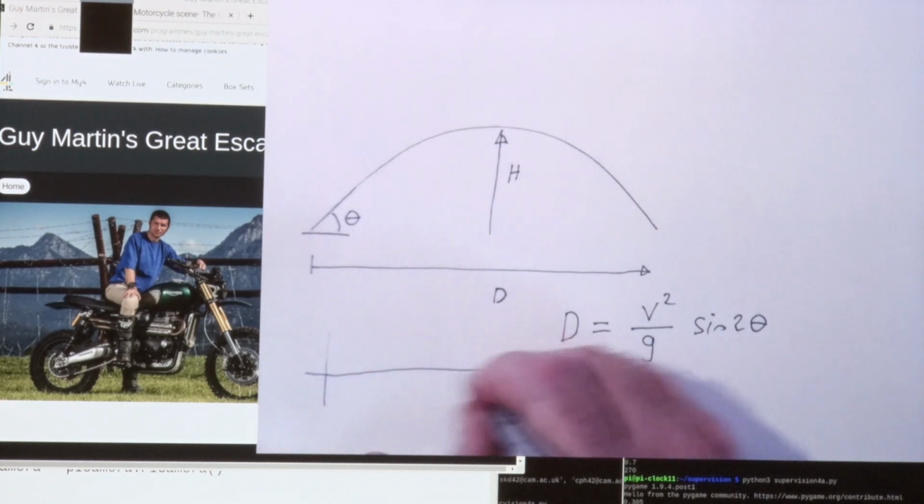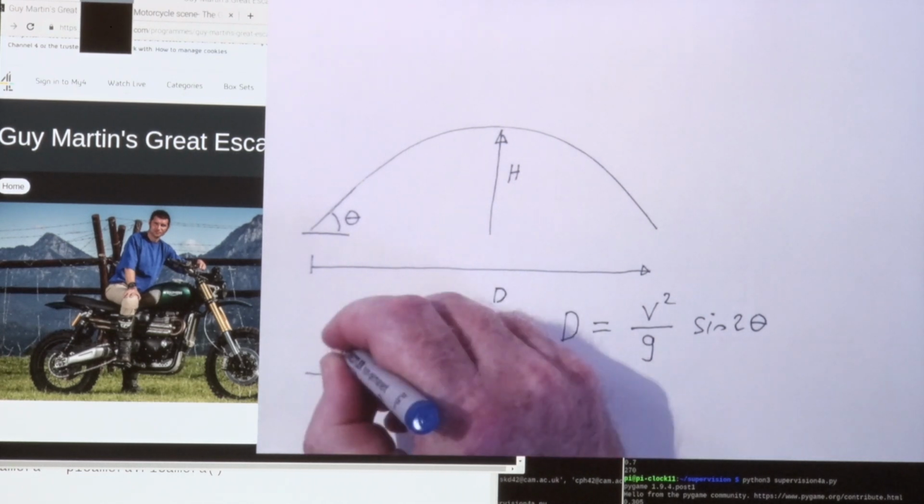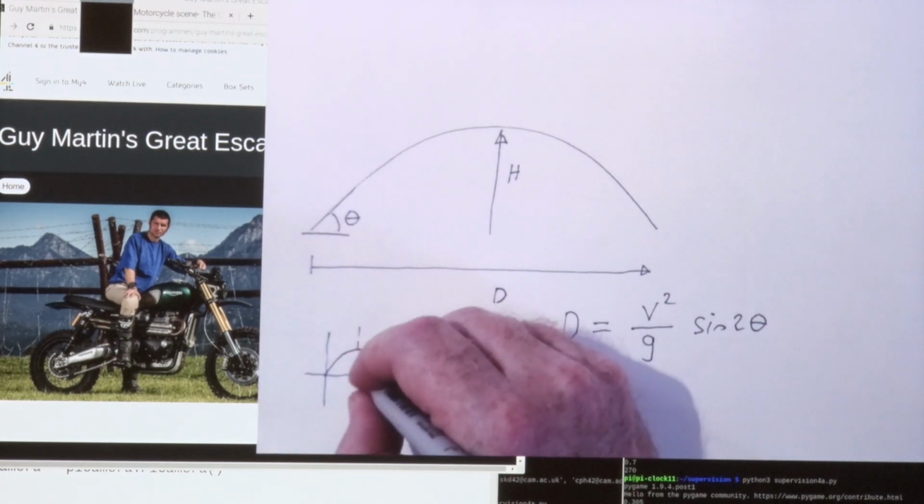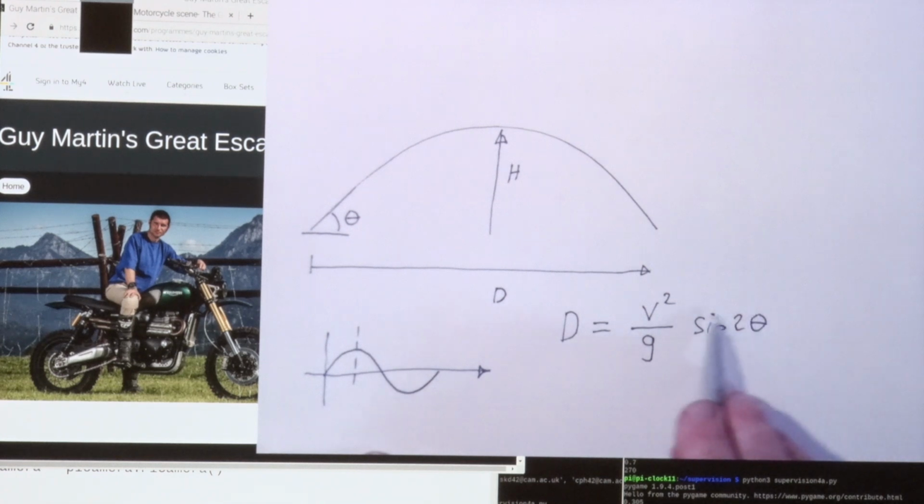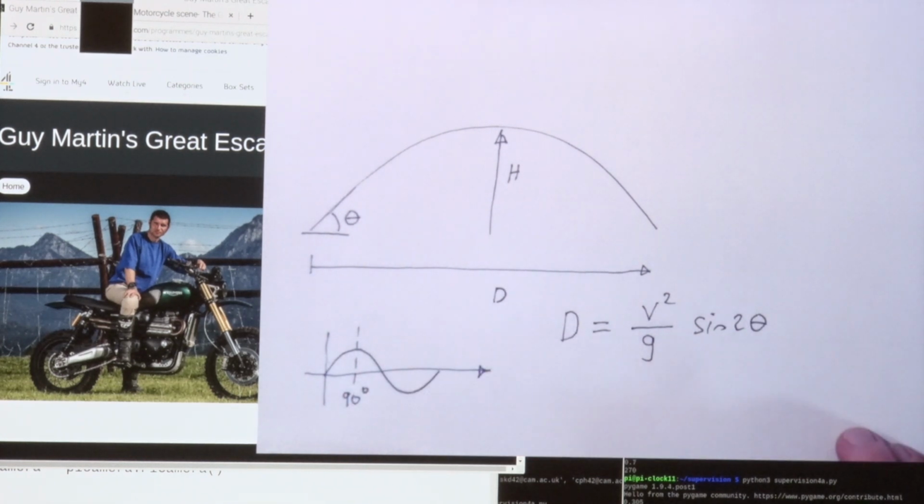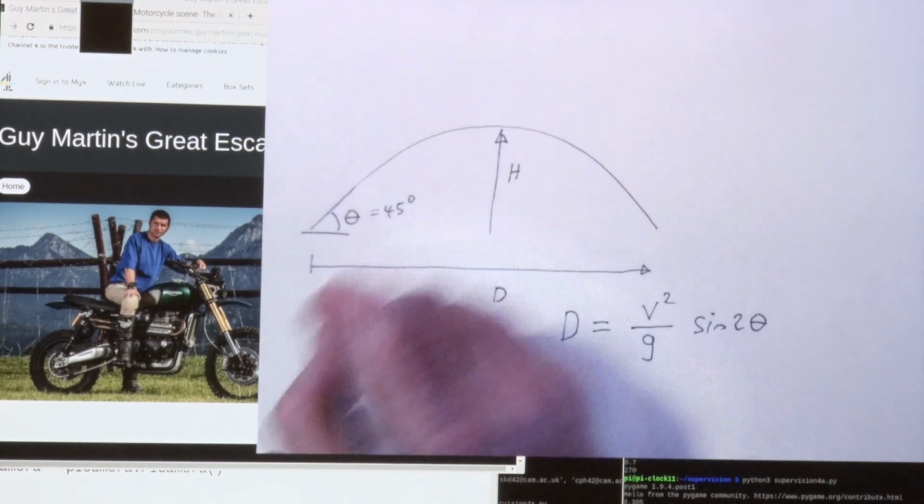Okay. So there's a sine curve like that. Yes. So we know the maximum is at 90 degrees. So the maximum distance we get is when this is 90 degrees. So that would mean that at 45 degrees, that's where he goes the furthest. Okay, so 2 theta is 90 degrees, so 45 degrees gives me the maximum distance.